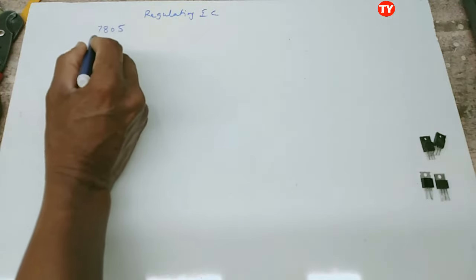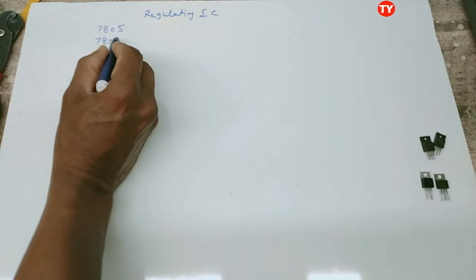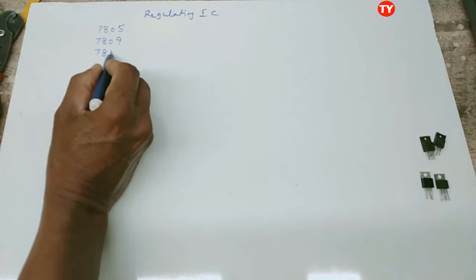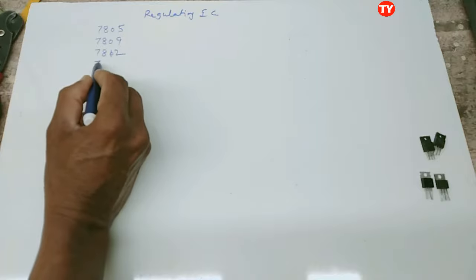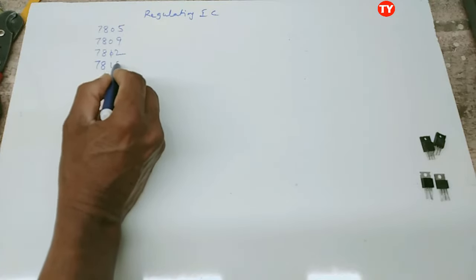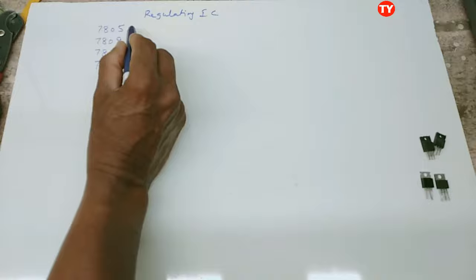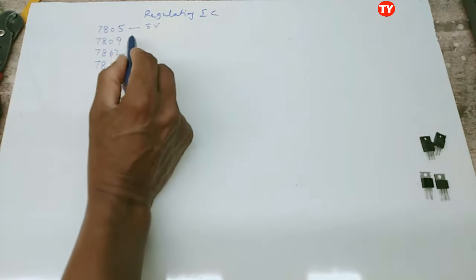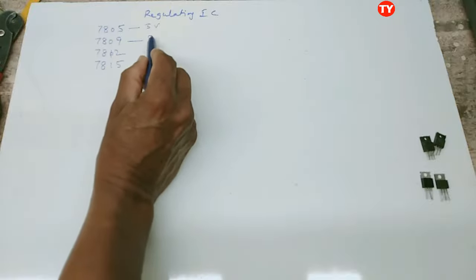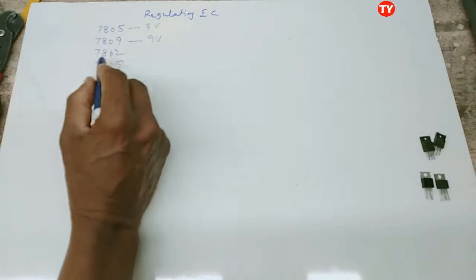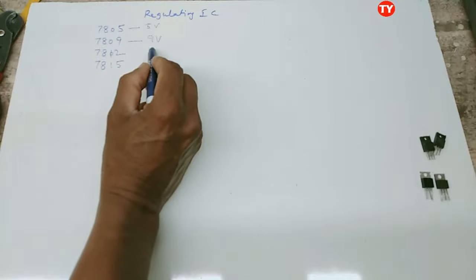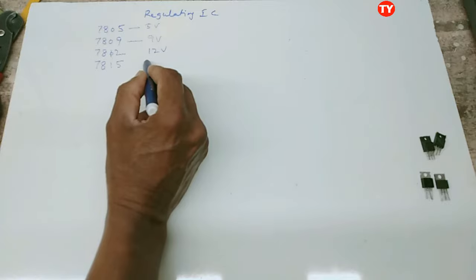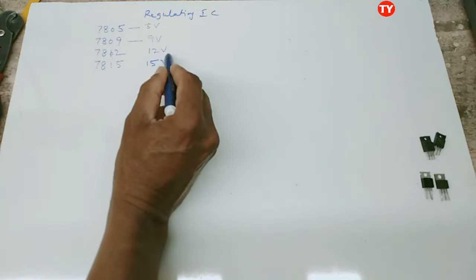7805, 7809, 7812, 7815. This one is 5 volt regulator. This one is 9 volt regulator IC. This one is 12 voltage regulator IC. This one is 15 volt regulator IC.